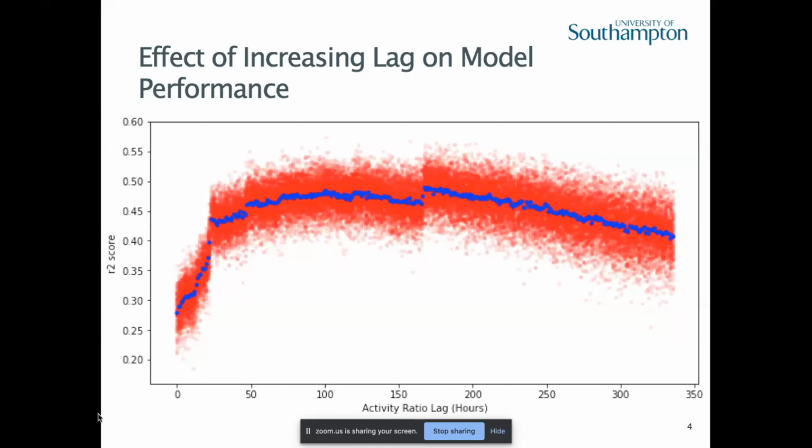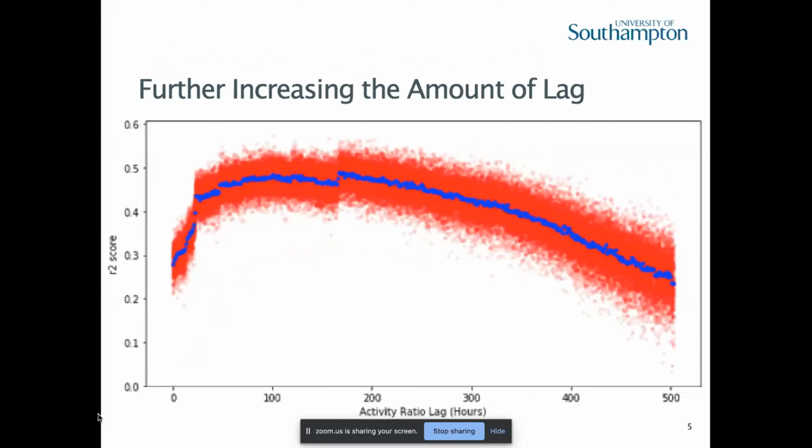And what I observed with this house in particular was that there was decreasing performance with increasing amounts of lag generally, but there were sudden spikes in performance after 24 hours, 48 hours, and a week, some repetitiveness in the person's schedule. And extending this to 2 weeks or 3 weeks of lag, we did not observe the same sudden spike in performance, but the performance continued to deteriorate with more lag.